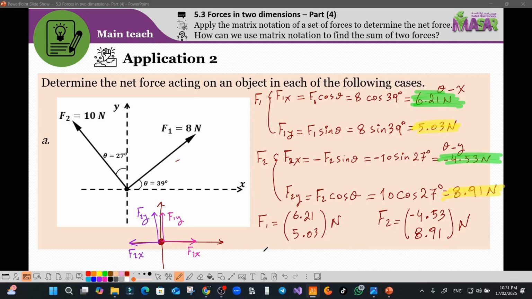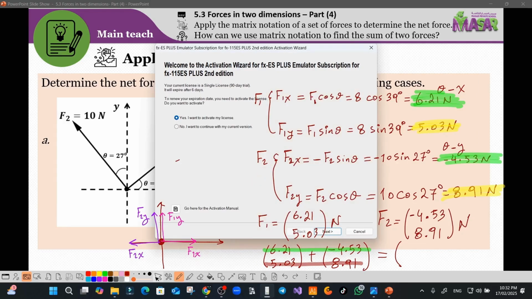Now to find the F net, we just add these two forces together. So F1 is given by 6.21, 5.03 plus negative 4.53 and 8.91, which is equal to the F net. And the F net is given by adding the entries in the first row together, and the entries in the second row together. To do that, let me show you how we can do that only one time using the calculator.